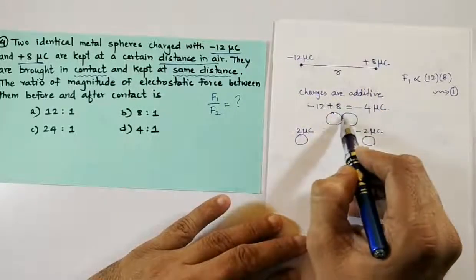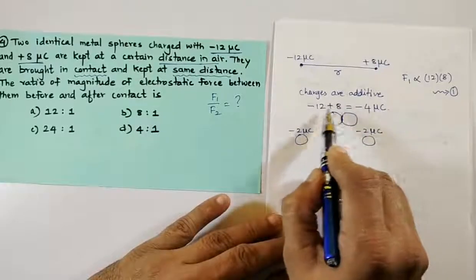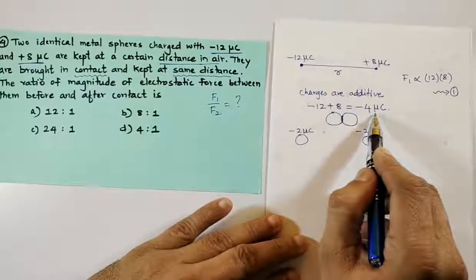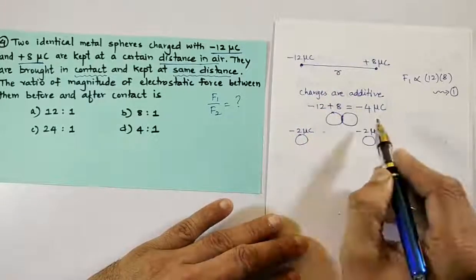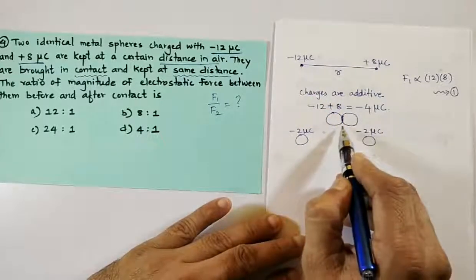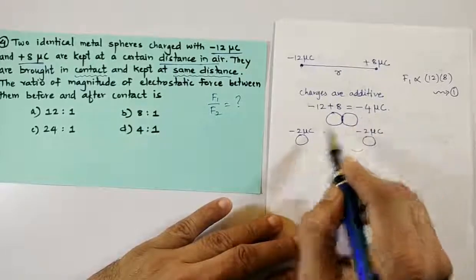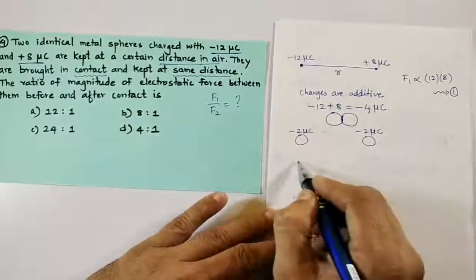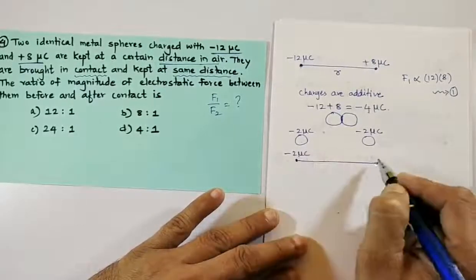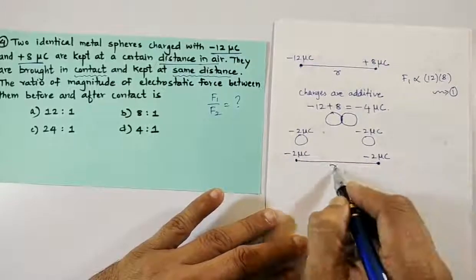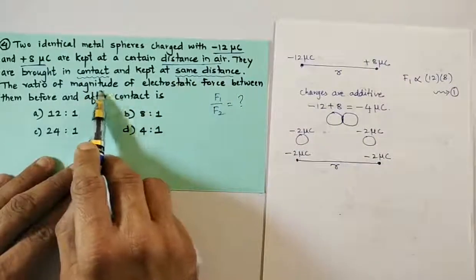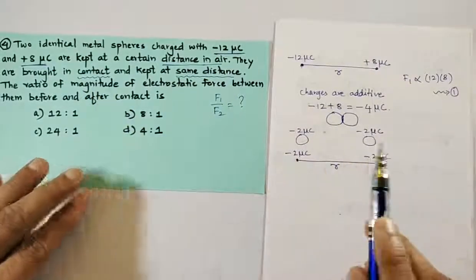So when both are touched, redistribution of charge takes place. Means you are required to add both the charges to get the answer. Algebraic sum has to be taken, means if plus is there, take plus, and if minus is there, take minus. When you separate these two, this is equally distributed among both. So in the second case, I will have minus 2 microcoulomb, minus 2 microcoulomb, and the distance is the same. He has asked for magnitude, so you can neglect signs here.